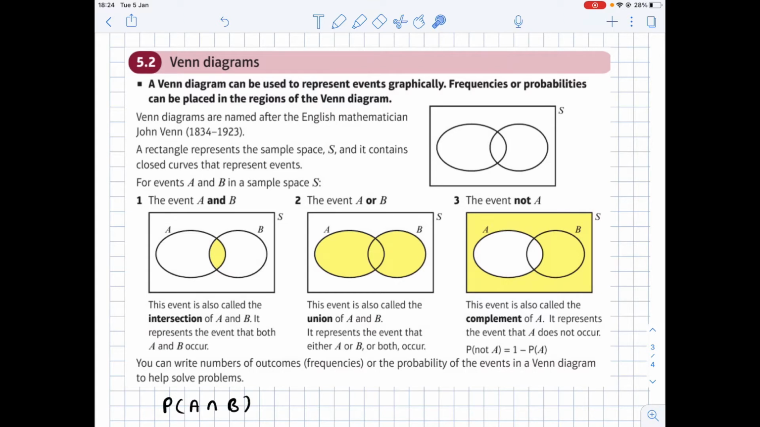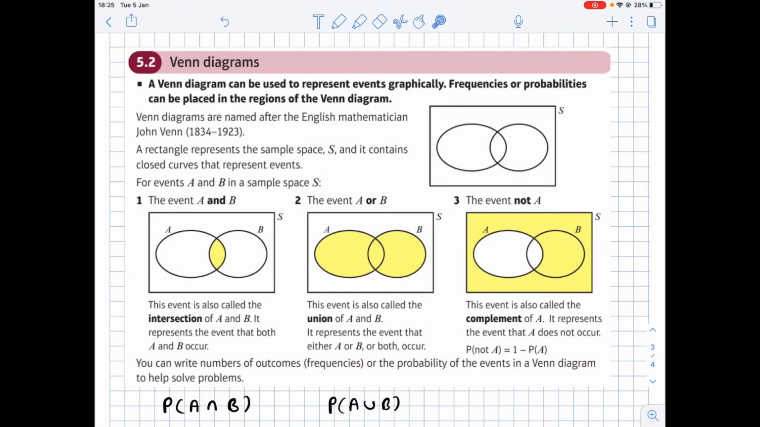In the second one here, we have the event A or B. So notice it could be in A, or it could be in B, or it could be in both. So it is everything inside. And this can be thought of in terms of probability as the union of those.